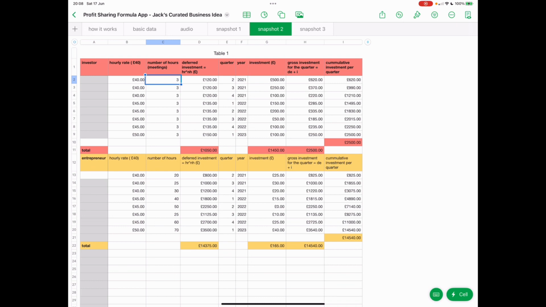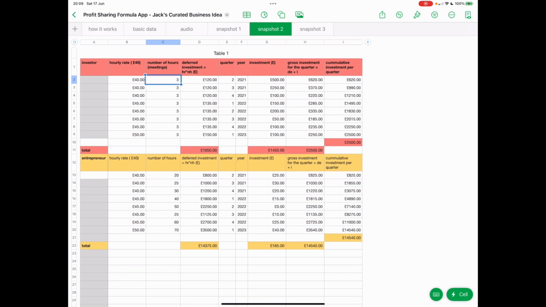Now let's look at the entrepreneur. In quarter two, his gross investment was £825. So the cumulative investment for that quarter was £825. For the third quarter of 2021, his gross investment was £1,030. So the cumulative will be £825 plus £1,030, and that's £1,855.